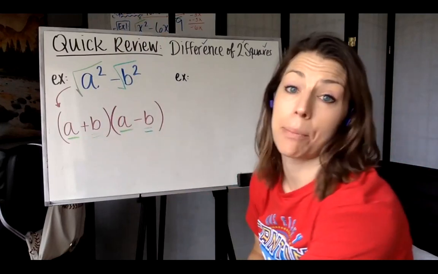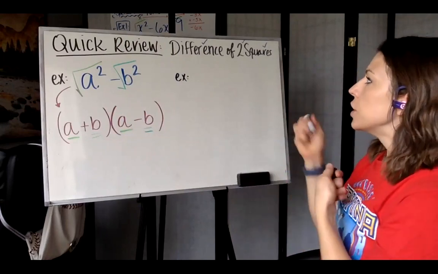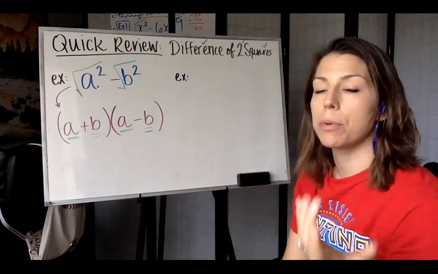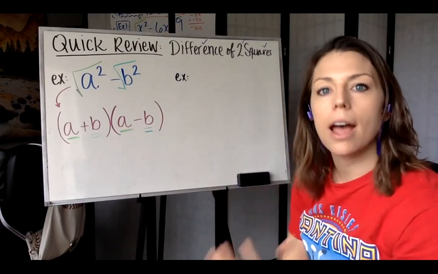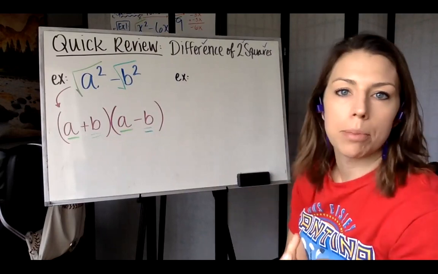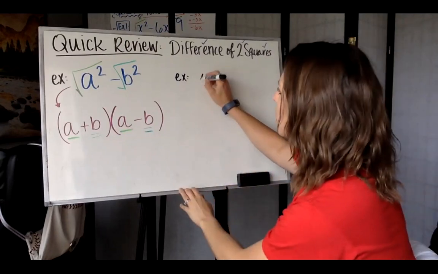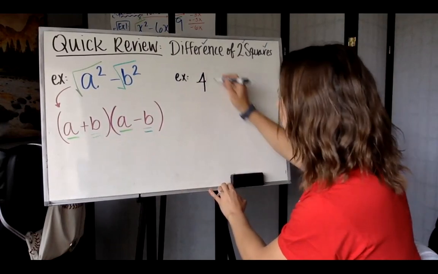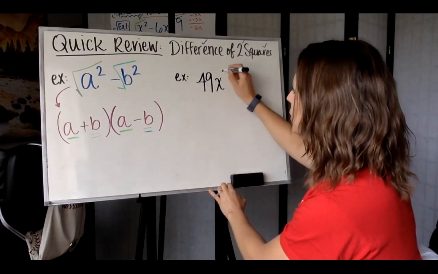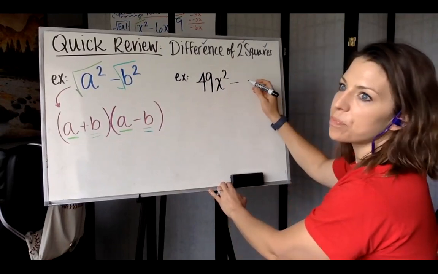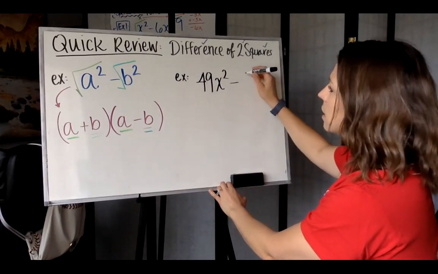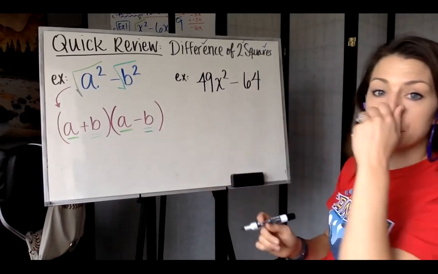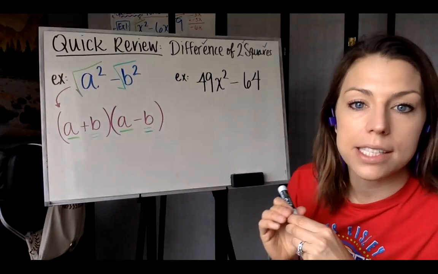Now let's look at an example and see if we can do the same thing. So just off the top of my head, if you're coming up with an example, you have to think about the perfect squares. The perfect squares are 1, 4, 9, 16, 25, and so on. So if I'm thinking off the top of my head, I'm going to go with 49, because that's a perfect square. And I'll say x squared minus, I don't know, 64? Sure, let's do 64. That's a perfect square, okay? So 49x squared minus 64.